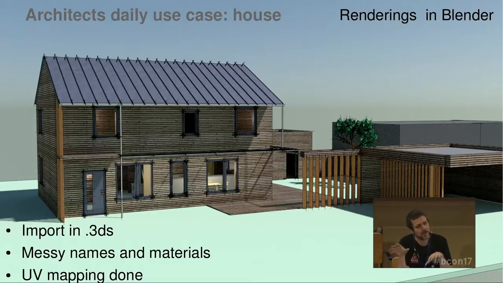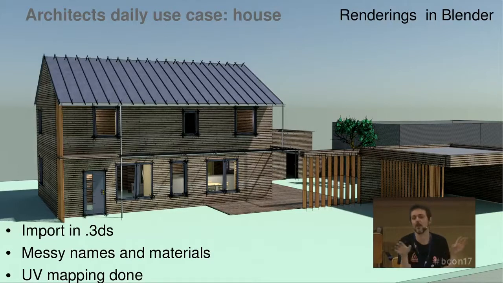Generally from ArchiCAD, I use the 3ds export format because this is the one that works the best. None is perfect between 3ds, OBJ, and Collada. The advantage of the 3ds export is that it keeps the UV mapping that is done by the architectural software. So you import it in Blender, and you don't have to UV map your things.